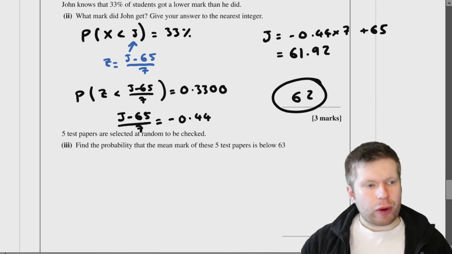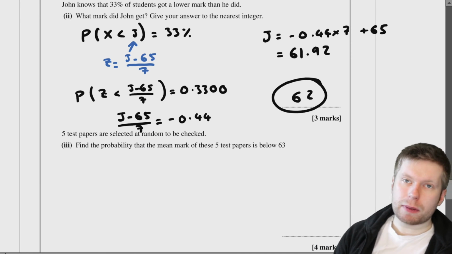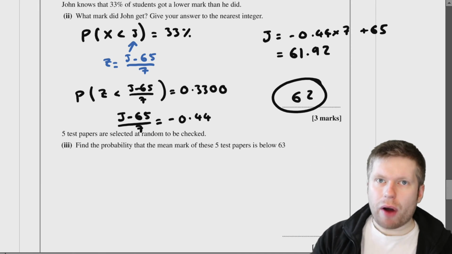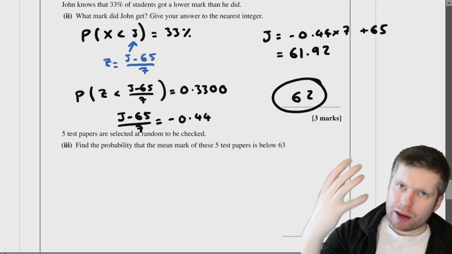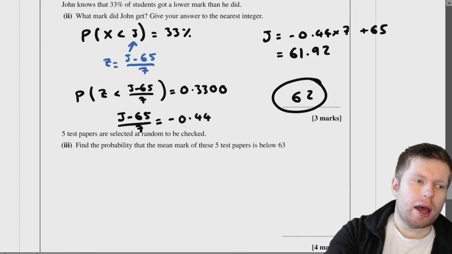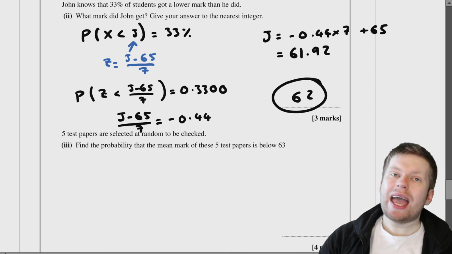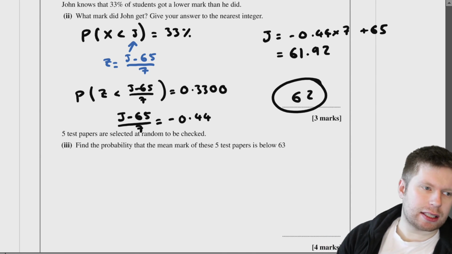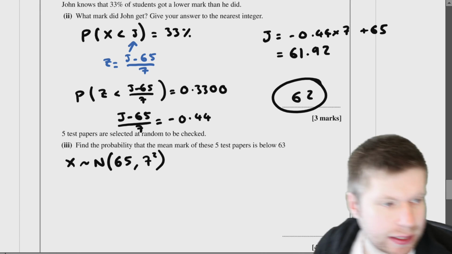Now, part 3, 5 test papers are selected at random to be checked. Find the probability that the mean mark of these 5 test papers is below 63. This is where I use my central limit theorem, because I'm actually obtaining a sample now, and I'm saying, what's the probability that the mean of this sample, in other words, these papers put together, is, in this case, less than 63? So I know at the moment that my distribution of my test papers, so X, is normally distributed with a mean of 65 and a standard deviation of 7, which means my variance is 7 squared.